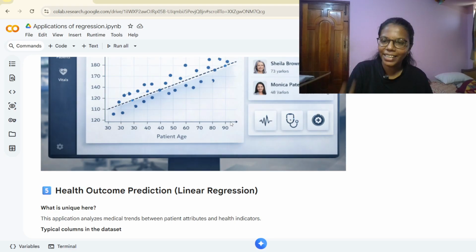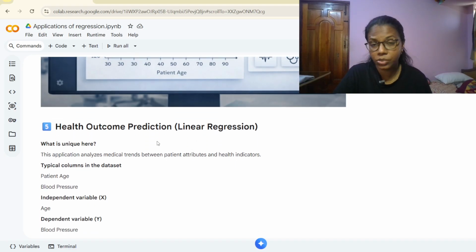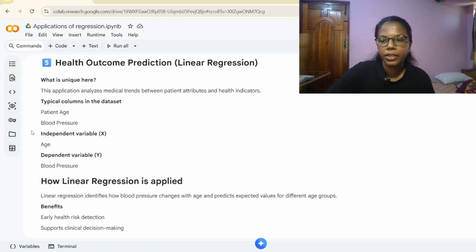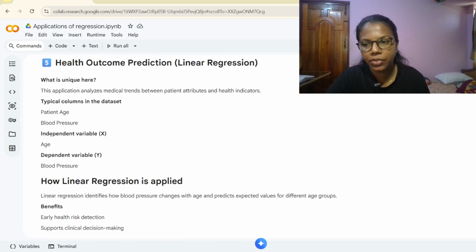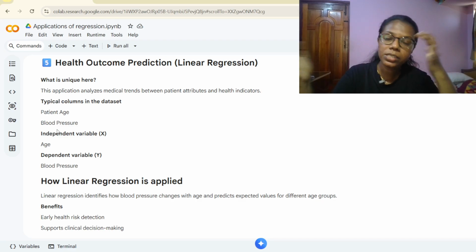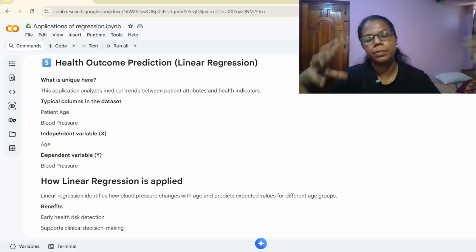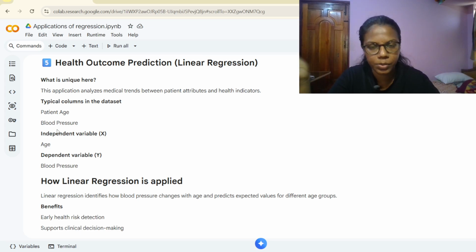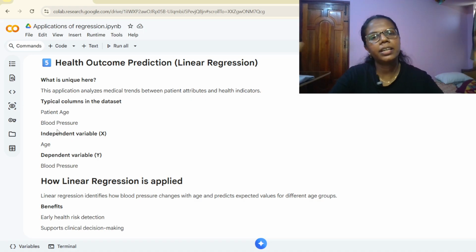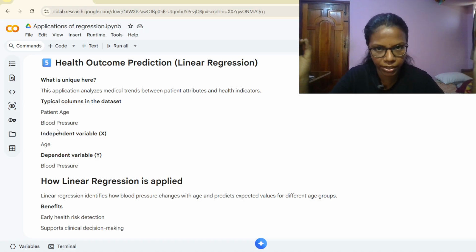The final application that we are going to see is very much useful and it is going to be a lifesaver. It is health outcome prediction. Let's see how it actually works. Based on the patient's age, suppose I am automating the process of finding their blood pressure, okay? Based on a person's age, the blood pressure might increase or decrease. Specifically around 30, it will be normal. More than 30, there are high chances it might get increased or decreased.